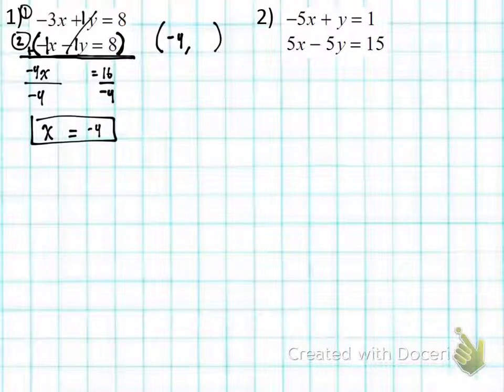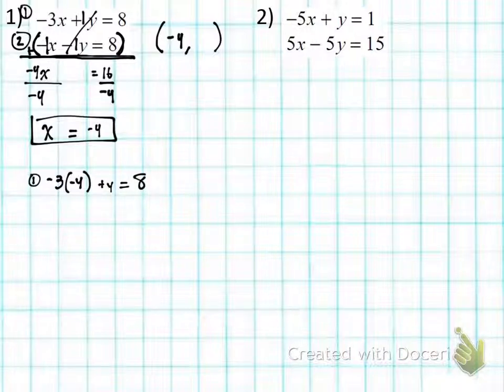Let me show you. You're going to take this x and we're going to plug it into one of the two equations. I'm going to pick equation 1. It doesn't matter which one you pick. And I'm going to rewrite it. And instead of x, I'm going to replace it with negative 4. So we got negative 3 times negative 4 plus 1y, or just y, is equal to 8.